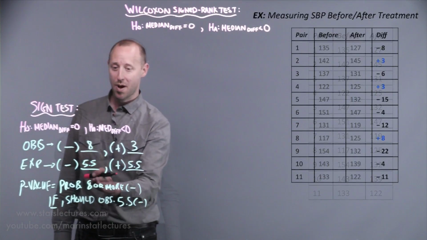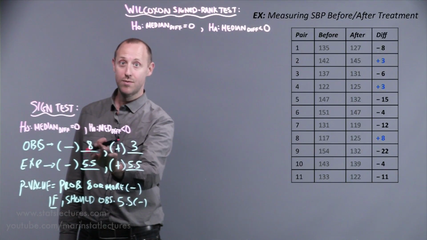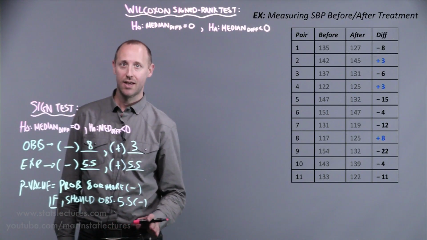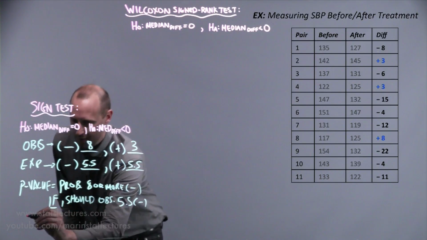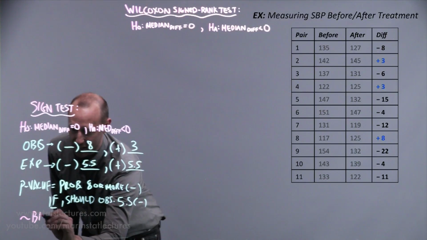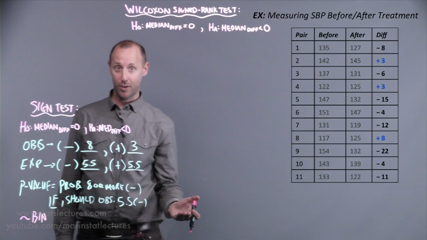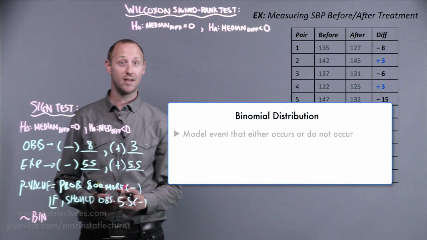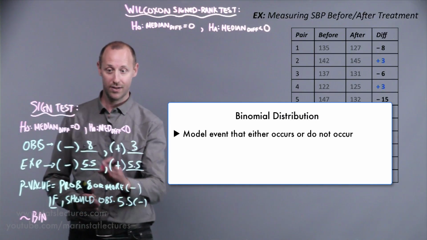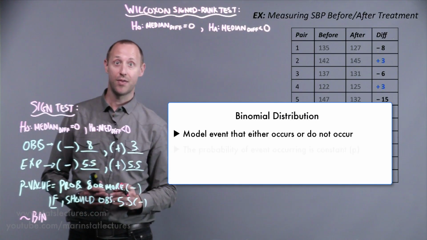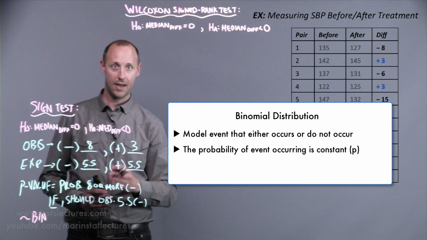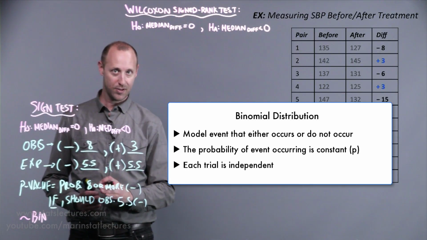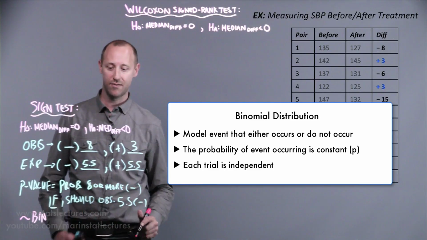So what's the probability of seeing 8 or more people showing a decrease after treatment if in theory we should have seen only 5.5? You may build this connection or notice that this follows a binomial distribution. Binomial models things that either occur or don't occur, right? There's a decrease or there's not a decrease. The probability of a decrease is constant, in this case 50%, and each trial is independent. Each person showing an increase or decrease is independent of the others.